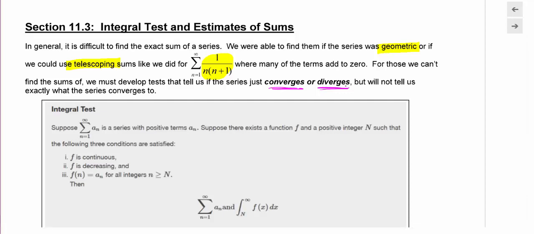Now we will talk about again being accurate within a certain desired level of accuracy at the end of this section, and you'll get to see how we can still approximate it to the best of our ability. So here's how the integral test works.